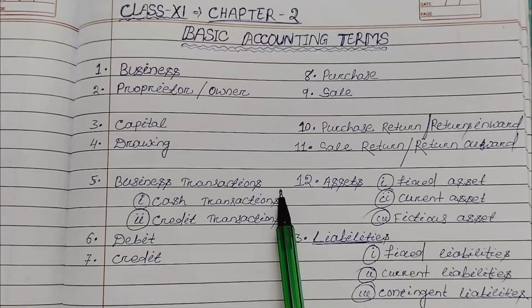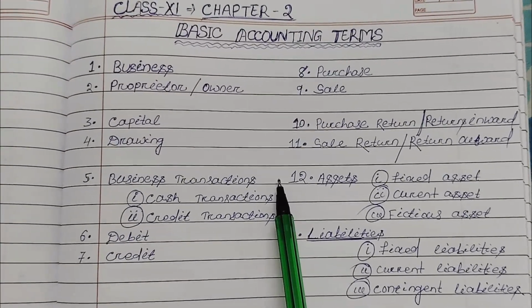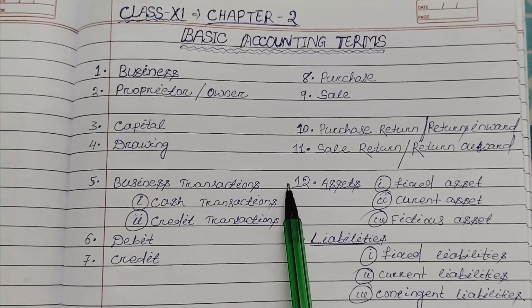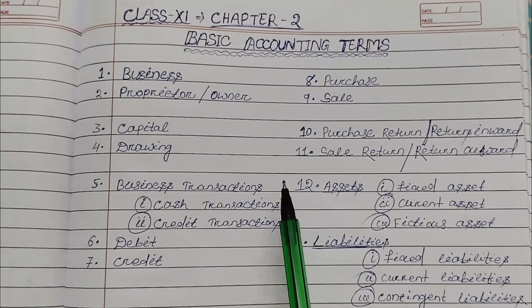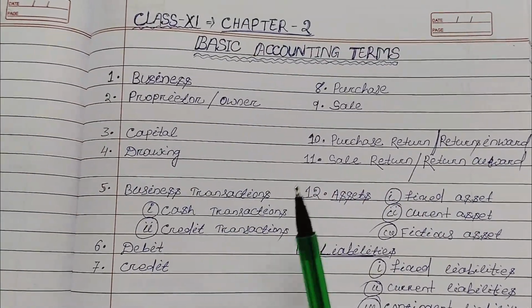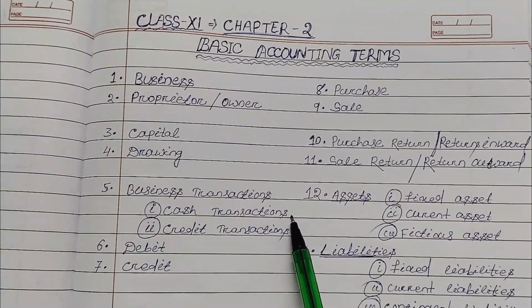Business transaction. When one business does a deal for goods and services in the form of cash or credit with any other business or an individual, it is called a business transaction. After business transaction, it is divided into two parts: cash transaction and credit transaction. Cash transaction, let's understand with an example.